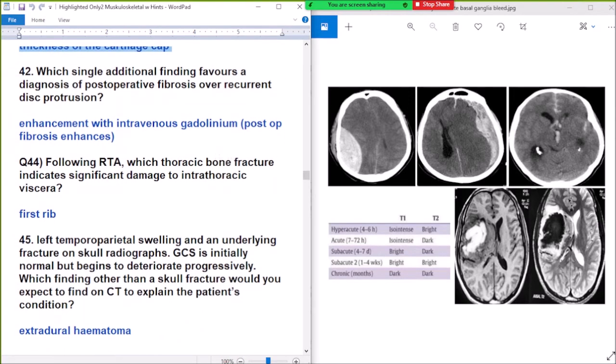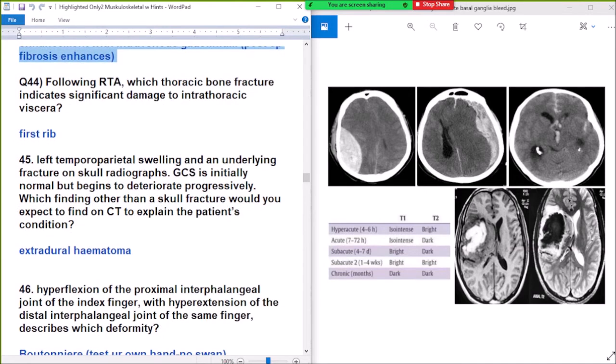Question 42. Which single additional finding favors a diagnosis of post-operative fibrosis or recurrent disc herniation? Enhancement after intravenous gadolinium, because post-operative fibrosis enhances.